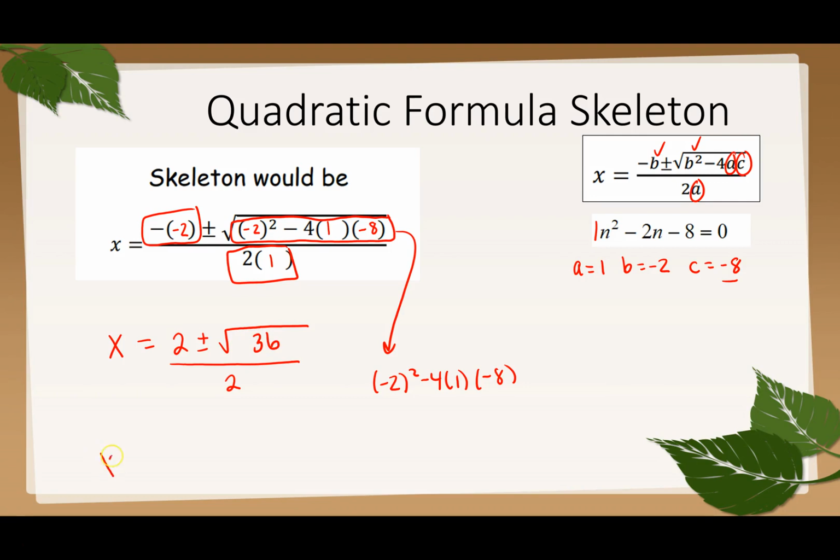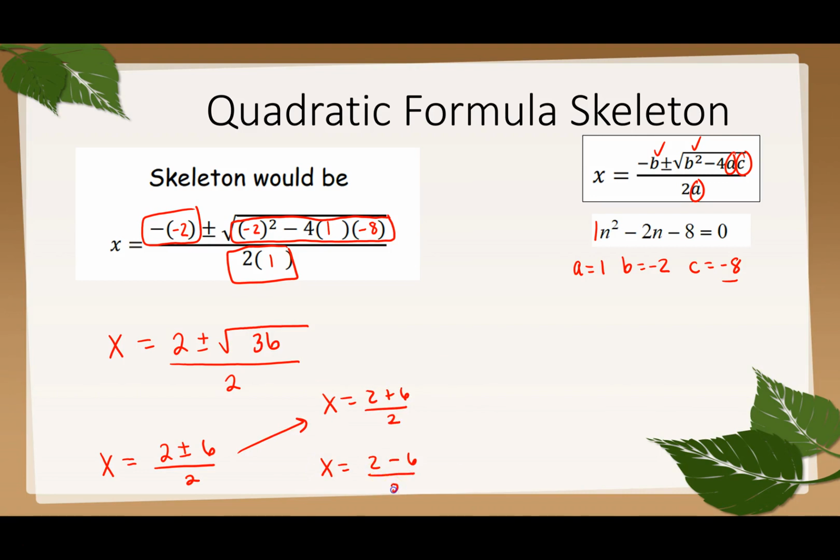All right, so we're going to have x equals 2 plus or minus, well, what's the square root of 36? That's 6 all over 2. So this is going to split up into 2 answers. This is going to be x equals 2 plus 6 over 2, and x equals 2 minus 6 over 2. Well, this gives me an 8 divided by 2, which is a 4, and a 2 minus 6, which is a -4 divided by 2, which is a -2. And we have our 2 answers.